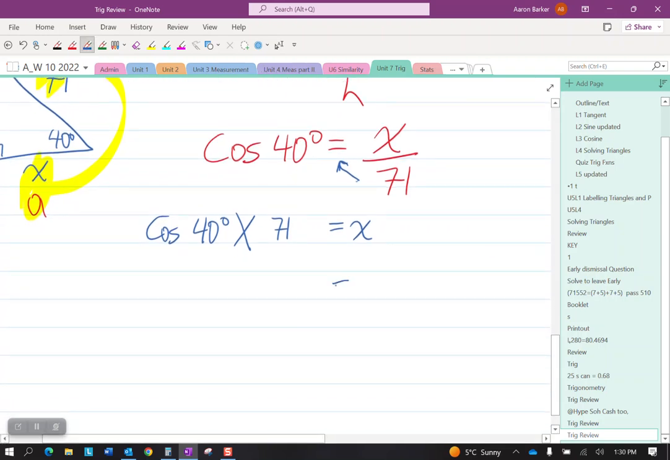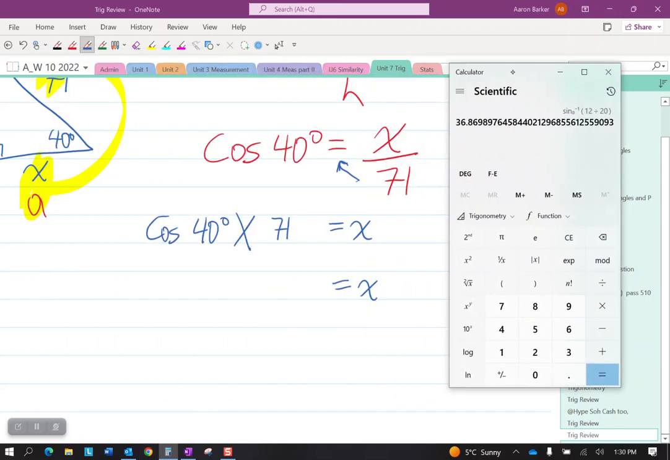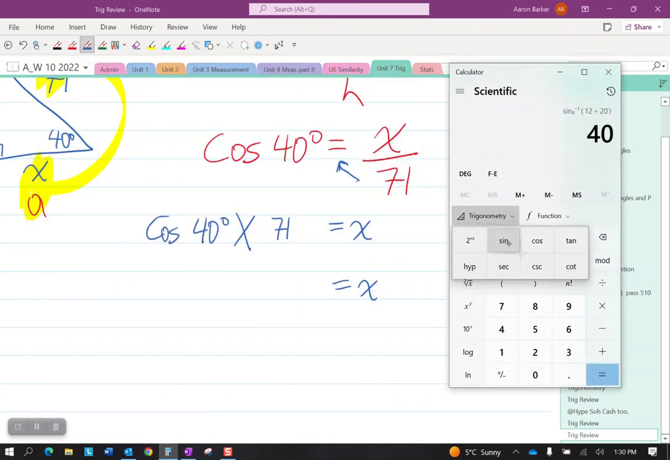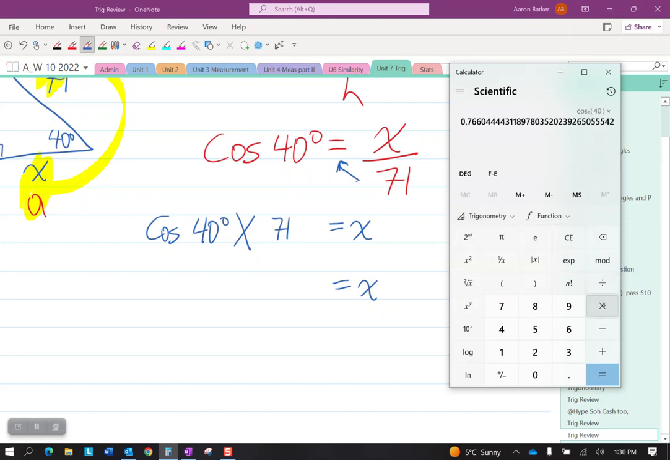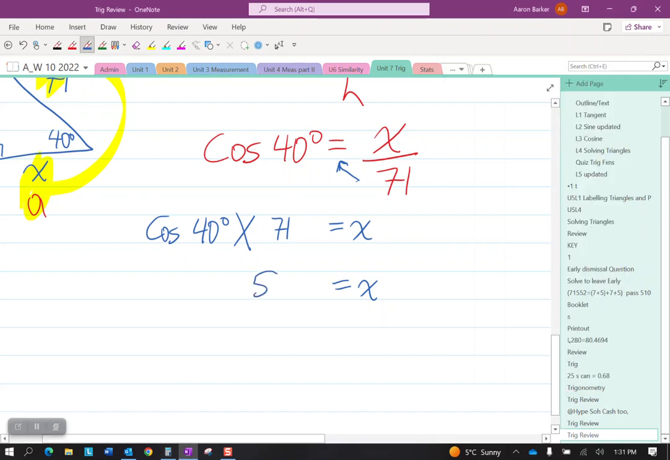On your iPhone calculators, you kind of have to work it backwards. So on my calculator, and the same as the iPhones, I have to go 40 cos times 71 equals 54.40, okay, 54.38, round that to 54.4.